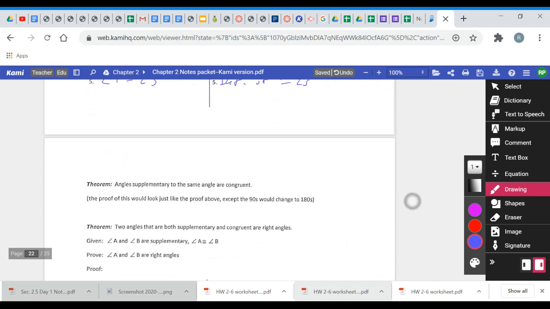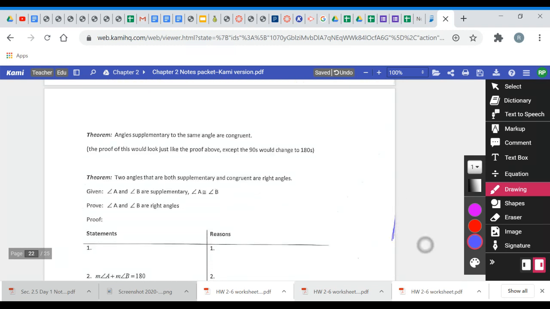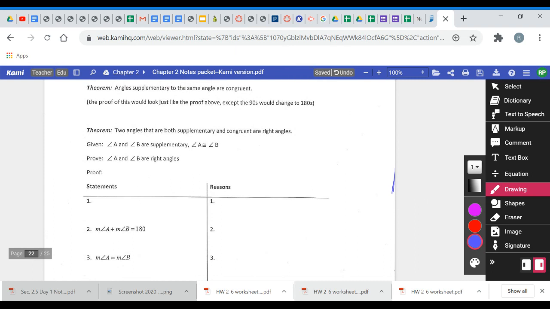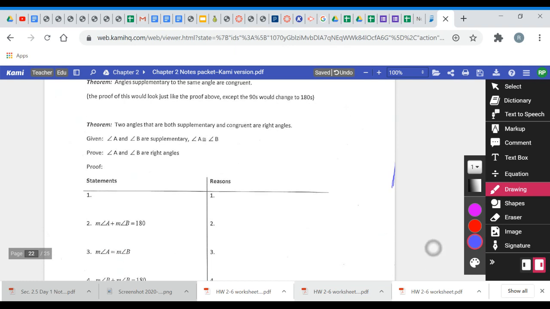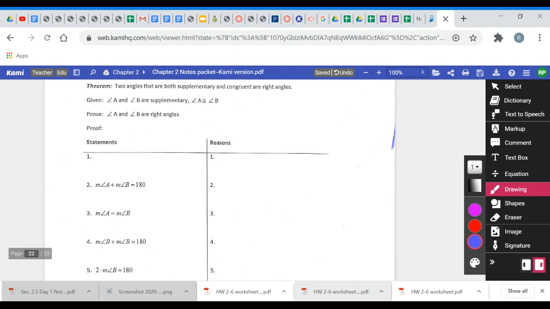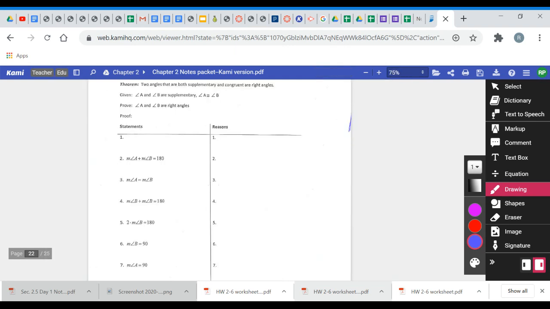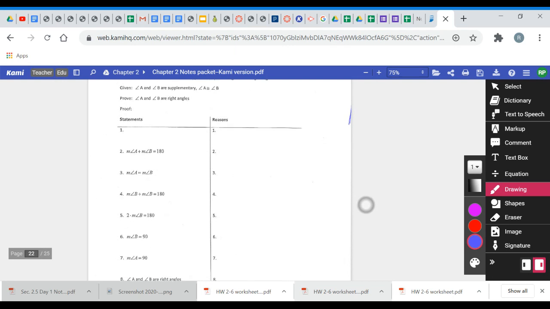Hang in there. So this next theorem says that angles supplementary to the same angle are congruent. And it said this proof would look just like the one that we just did, except for the 90's would be 180's instead. So that's just something to keep in mind. And now with this new one, this one is kind of long. The nice thing is they've done some of it for you already. Okay, I was going to reduce the size so you can see this a little bit better.